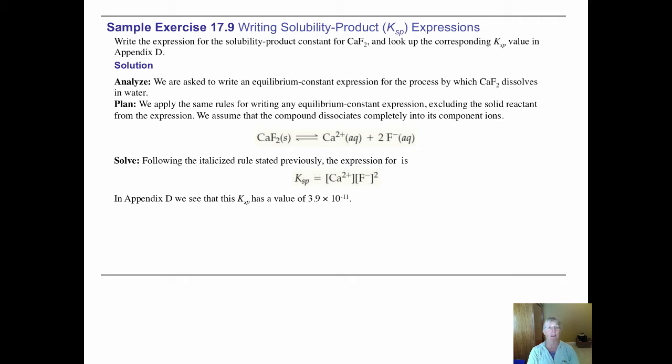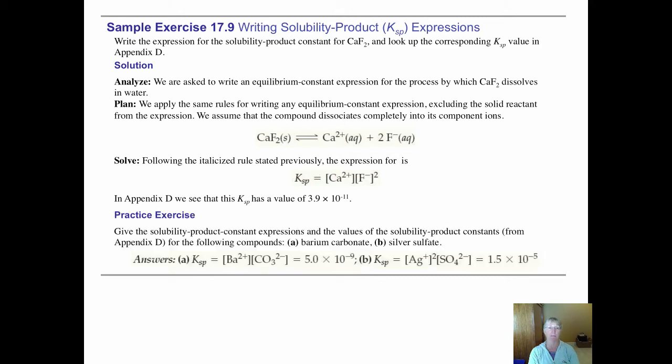Now, why do we always have to specify the temperature for a Ksp? Because, of course, you know that changing temperature will make some things more soluble. So in these Ksp appendices, they're always going to say at 25 degrees Celsius.